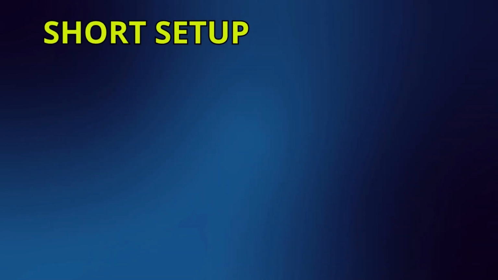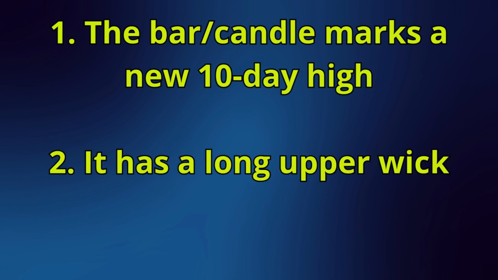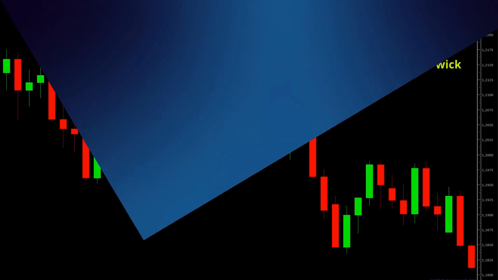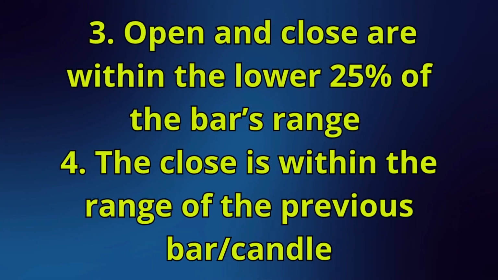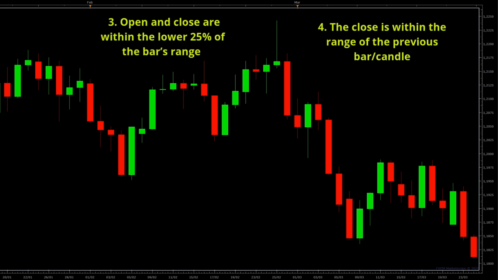Now let's cover the short setup. The rules are the exact opposite of the long setup. Here is a bearish example. First, the candle must mark a new 10-day high. Second, it needs a long upper wick, showing strong rejection from sellers. Third, the open and close are in the lower 25% of the bar's range. And fourth, the close is within the range of the previous candle. With all four rules met, this is a valid short setup.